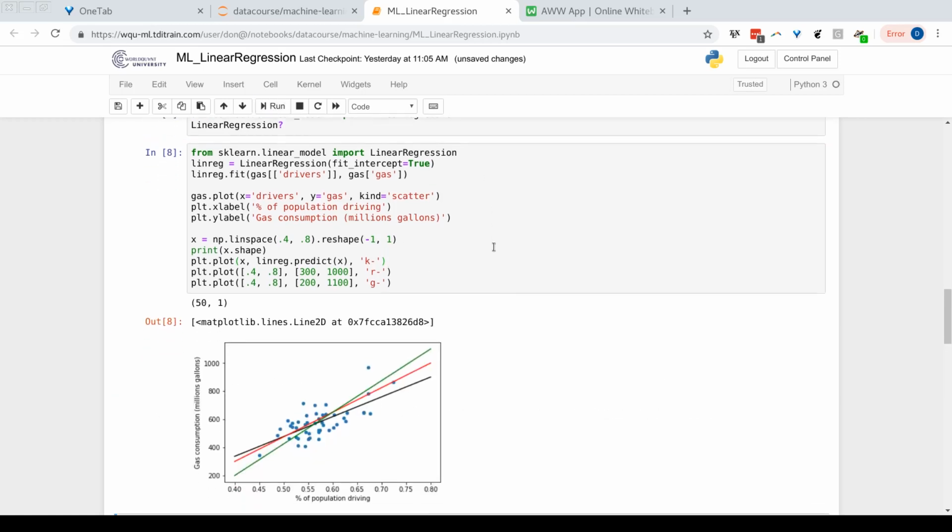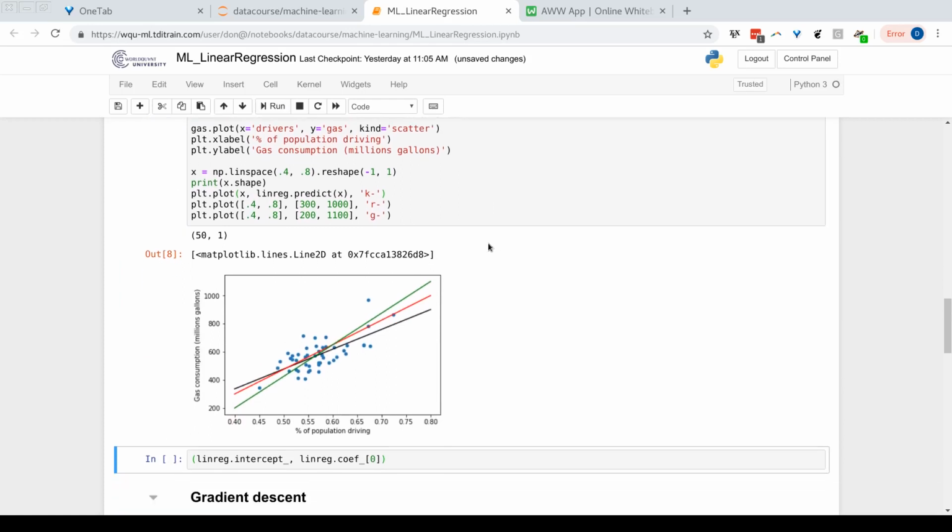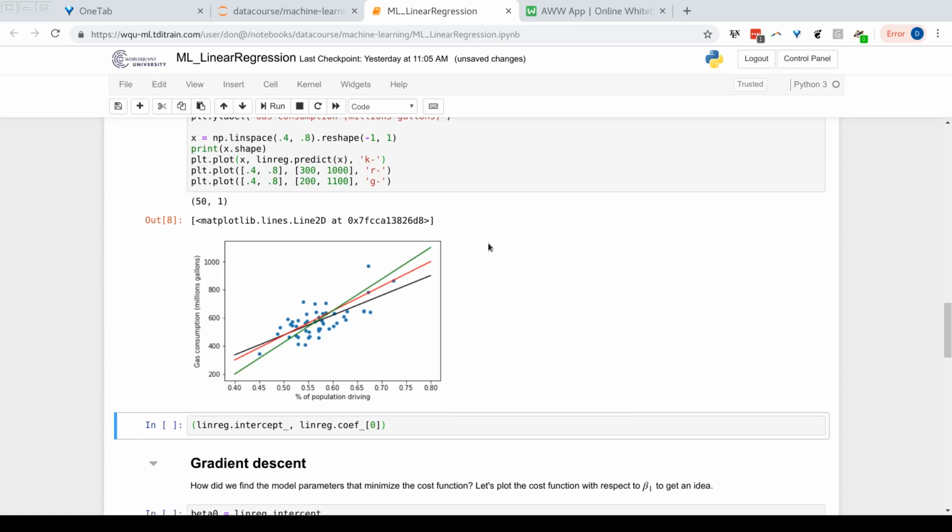Okay, and let's see how well our model performs. So we have in black, the line in black is the predicted values from our trained model. This line in black is the line that's going to reduce the mean squared error the most compared to any other lines we can draw through the data set. So it's better than the red line and the green line.